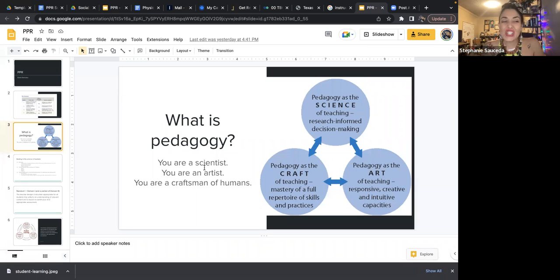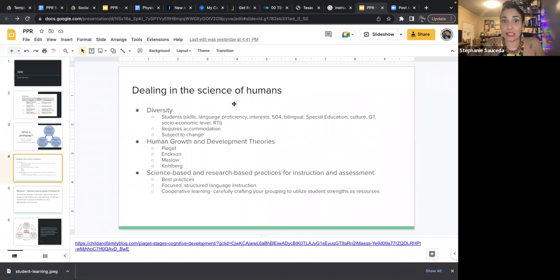And so just understanding that students are humans, you know what I mean? They're little people with feelings, like dealing in the science of humans. Our product is not just a shoe, it's not just a coding and it comes out of software and that's it. It is a person who is diverse in a multifaceted way, you know, that might need several layers of support that require accommodation, and that is subject to change, right?